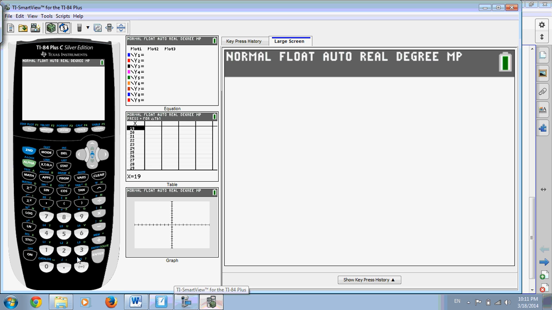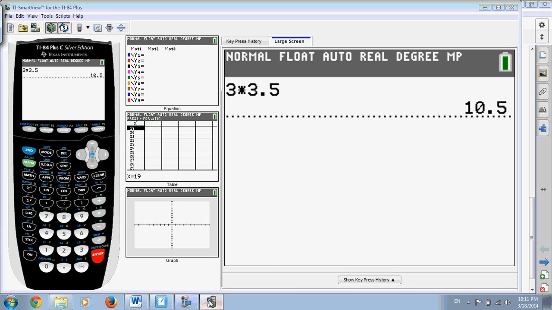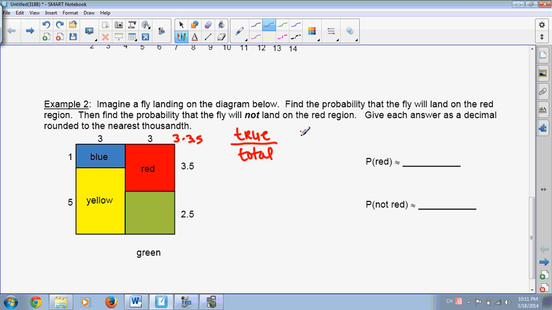3 times 3.5. Okay, 10.5 is the area of our red. So that's what would be true, 10.5.